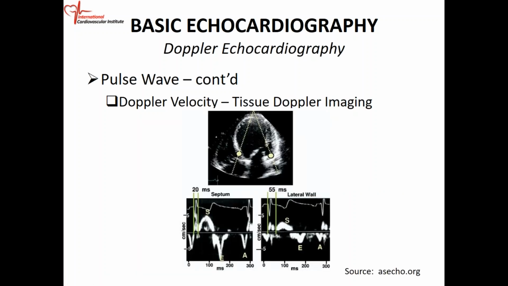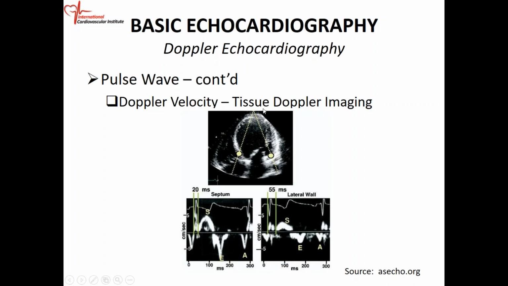Okay. When we talk about tissue Doppler, all we do, in your apical four chamber view, we can put Doppler at the septum, or we can put the Doppler in the lateral wall. Very important, you put it on the muscle, okay? Either the septum or the lateral wall, and you want to see the velocity of that muscle. And these are the spectral display you have down here. Remember, the transducer is right up here.